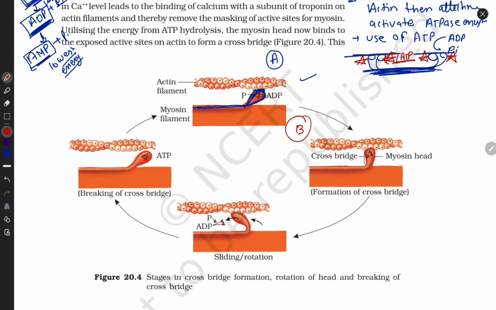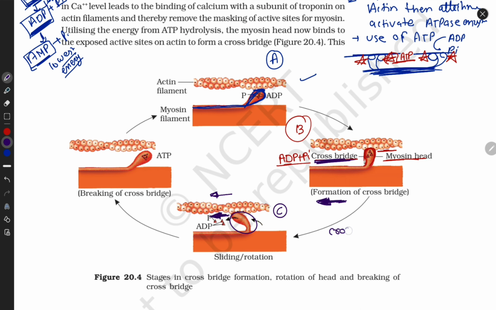Step B. Now myosin forms a cross bridge with actin. They now finally attach. Now ADP also attaches here. Now at C position, this cross bridge pushes itself through the center, in the forward direction. They push the myosin head and actin towards the center, in this direction.